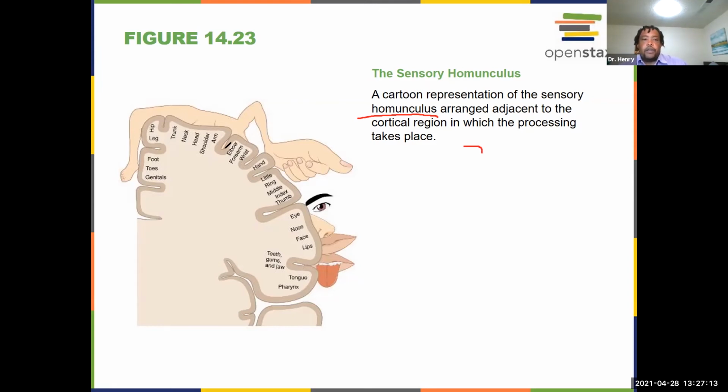Okay, and so the take-home message from this cartoon is just, different regions of the cortex are responsible for processing different parts of the body. So we have those signals being delivered up to those parts of the body.